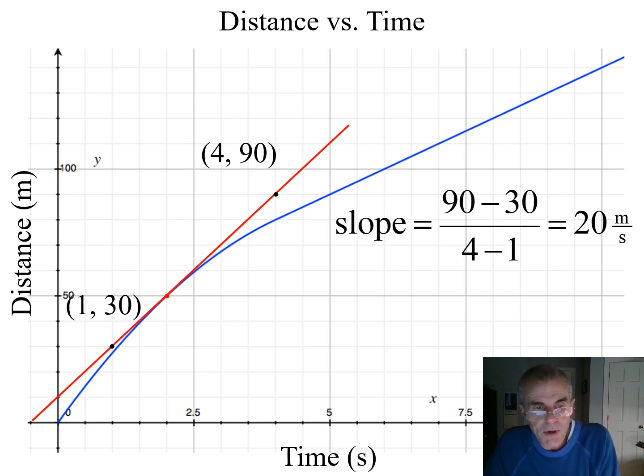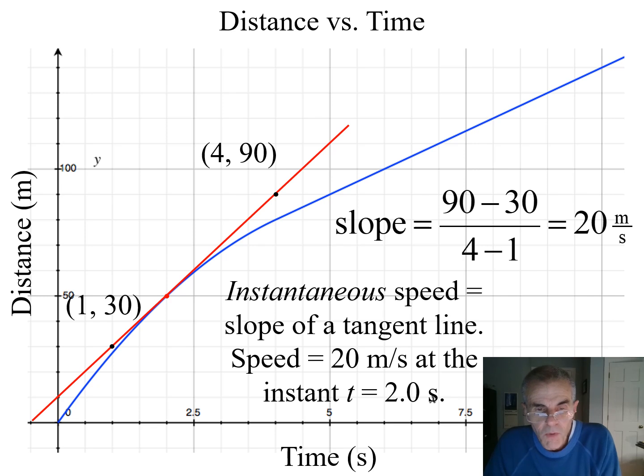This is the slope of the curve at the instant in time where the line touches the curve. And what that means is that at that instant, the instantaneous speed of our object has this value, 20 meters per second. How does that make sense?